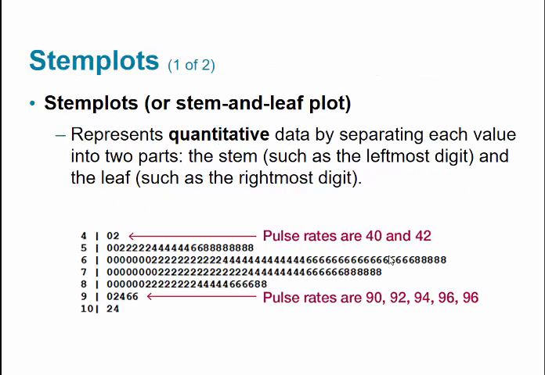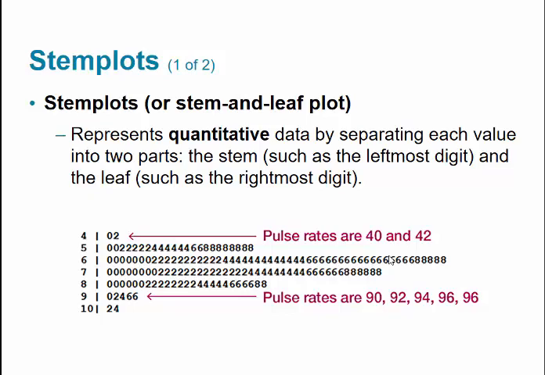The next one is a stem plot, or stem and leaf plot, usually what they call it in middle school and high school. Again, this is quantitative data, separating each value into two parts, the stem and the leaf. And so again, this is pulse rates. You can see that the 4 on the left with the line, and then the 0 represents 40, and then the 4 and the 2 is 42. So each one of those digits on the right represents an individual person.